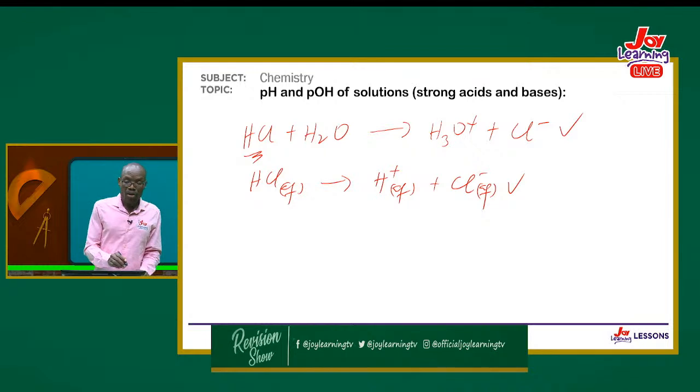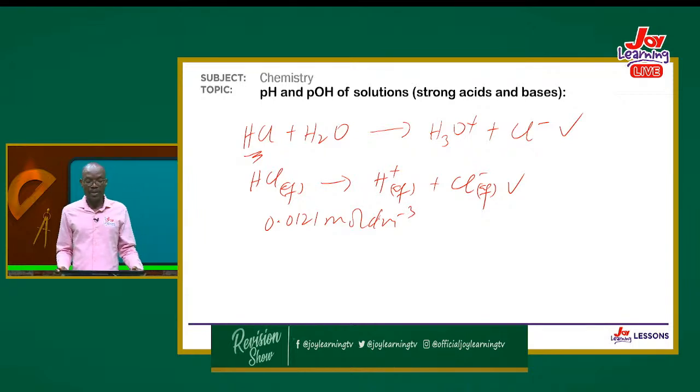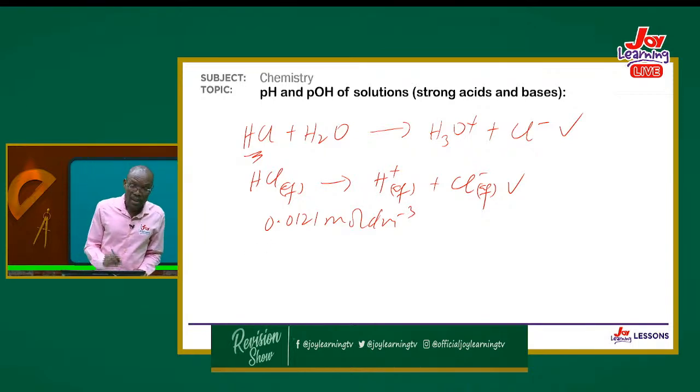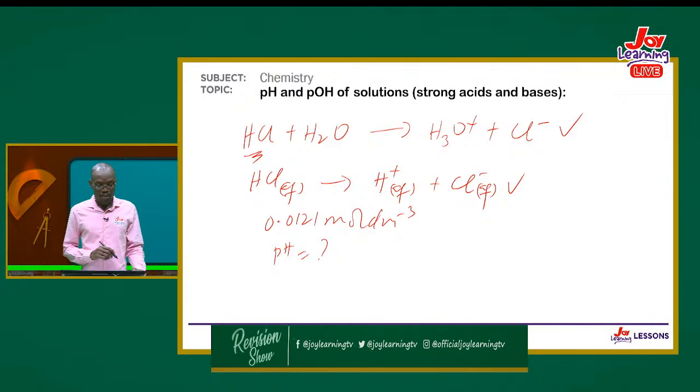The concentration of HCl solution is 0.0121 mole per dm cubed. What is the pH of the solution? So we are looking for pH. Now it is a substance, so this substance will dissociate in water to produce the ions, and then the H+ ions are produced.